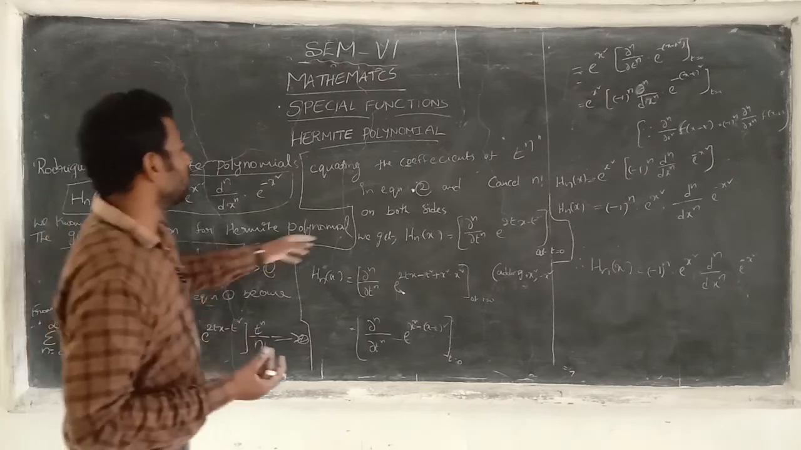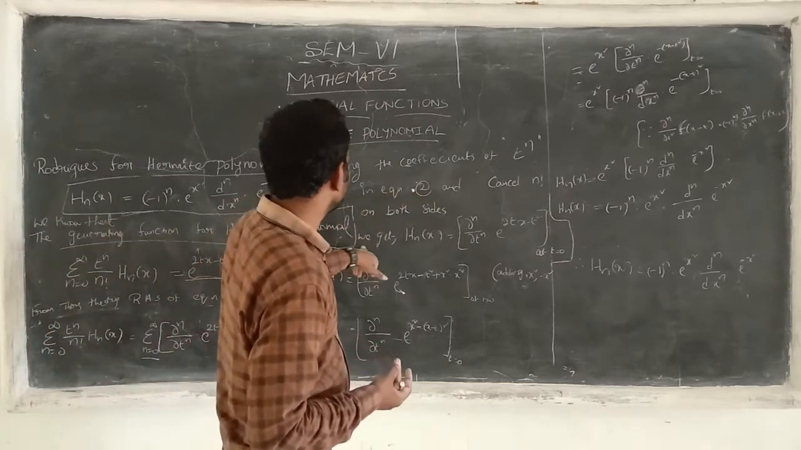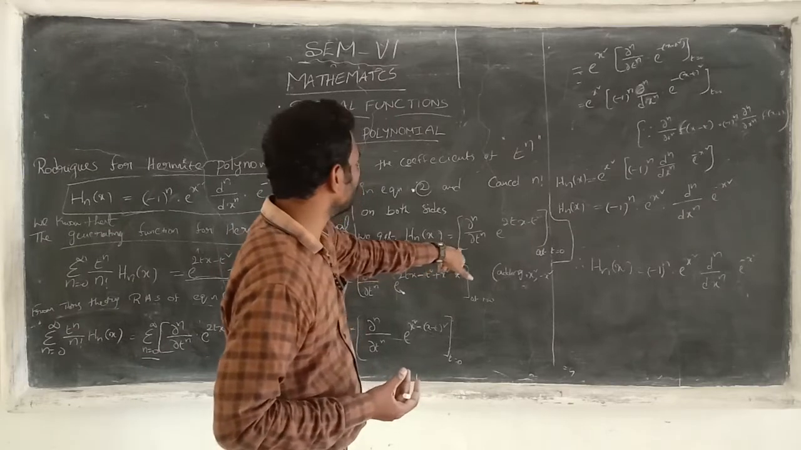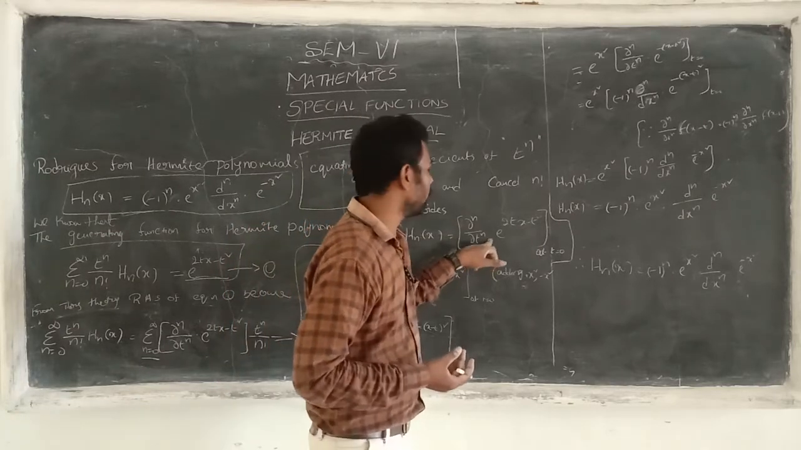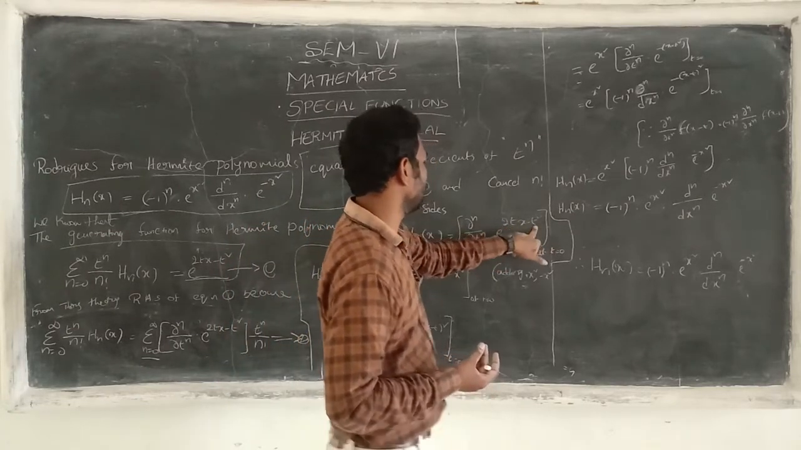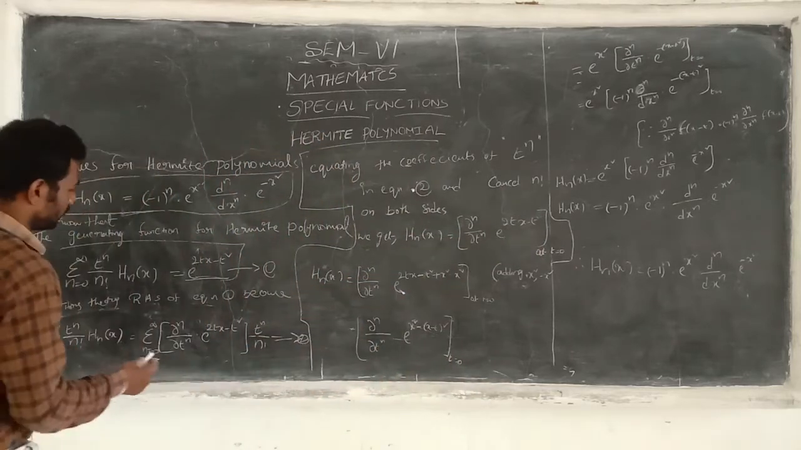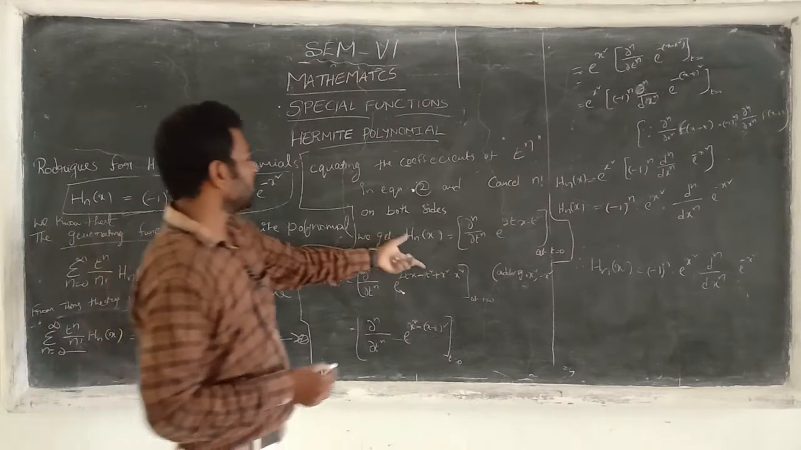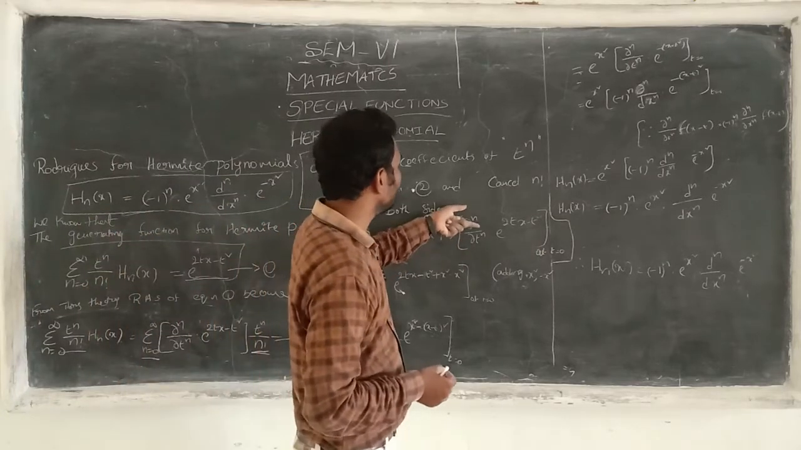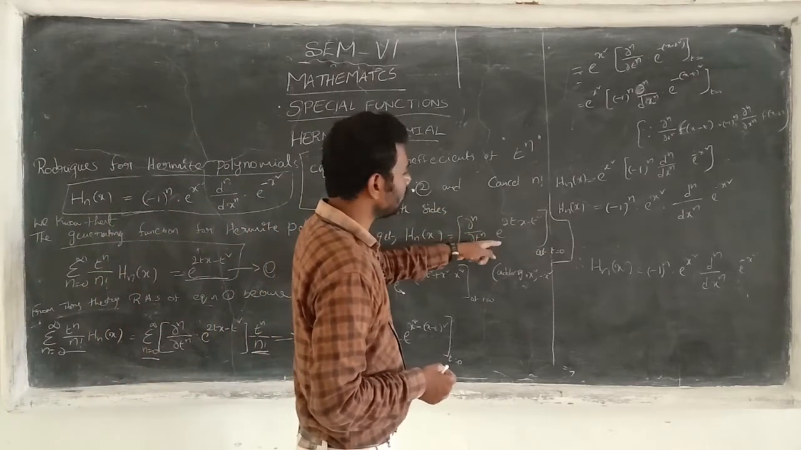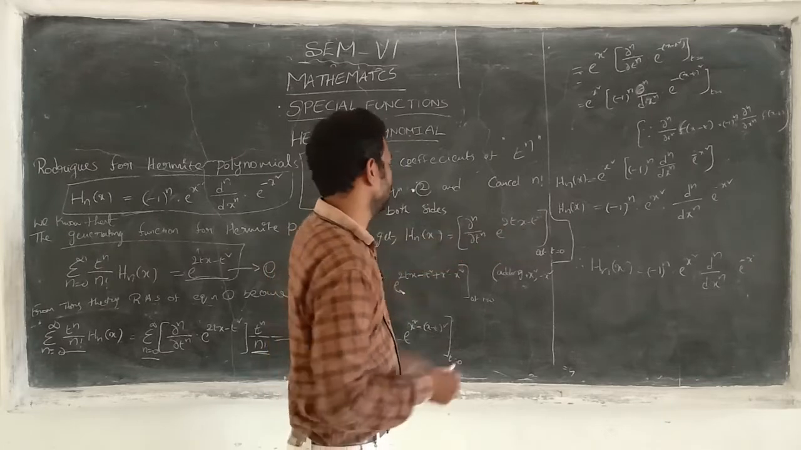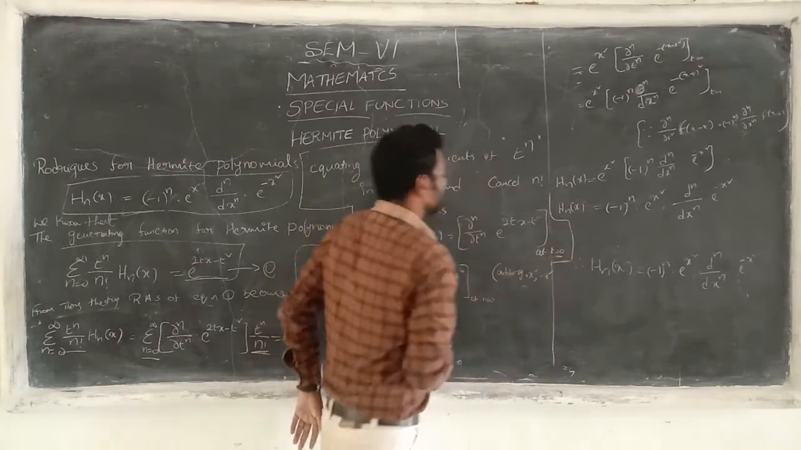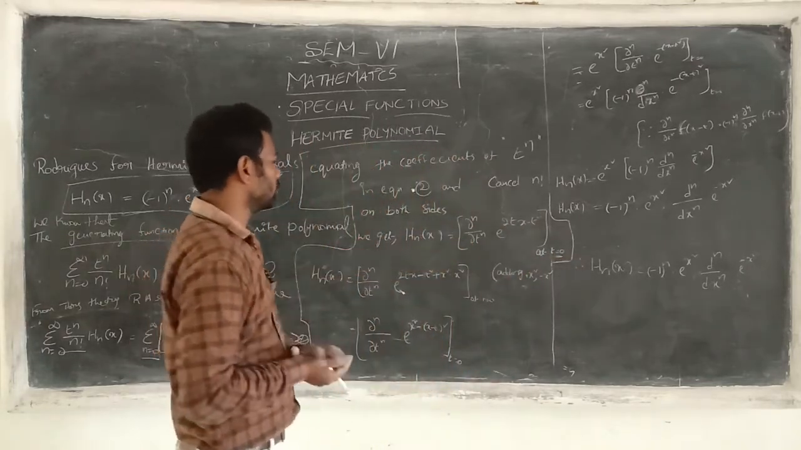So from the coefficients, we get Hn of x equals d power n by dt power n of e power 2xt minus t square, by cancelling n factorial on both sides. We get Hn of x equals dou power n by dou t power n of e power 2xt minus t square at t equal to 0. This is the coefficient equating.